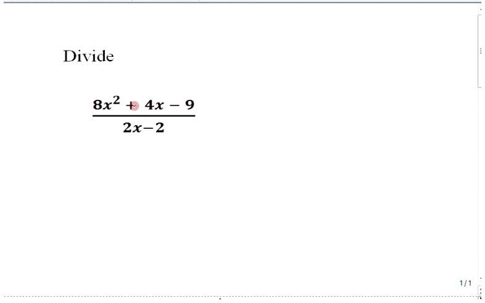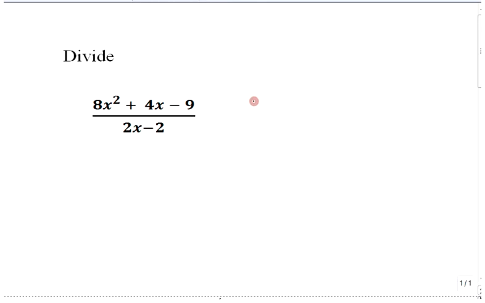Hey everyone, here's another long division problem with polynomials. It's a little different in that the divisor has a leading coefficient of 2 instead of just a 1, which we've looked at before. But everything is exactly the same in terms of the steps.